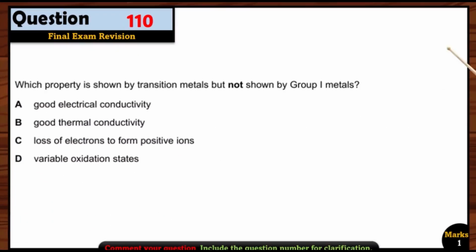Okay, let's see question 110. Which property is shown by transition metals but not shown by group 1 metals? Good electrical conductivity. Yes, all of them have good conductivity, good thermal conductivity, loss of electron to form positive ions. Yes, they all are the properties of group 1 metals. But variable oxidation state is the only property of transition metals. So that's why option D is the right option here.